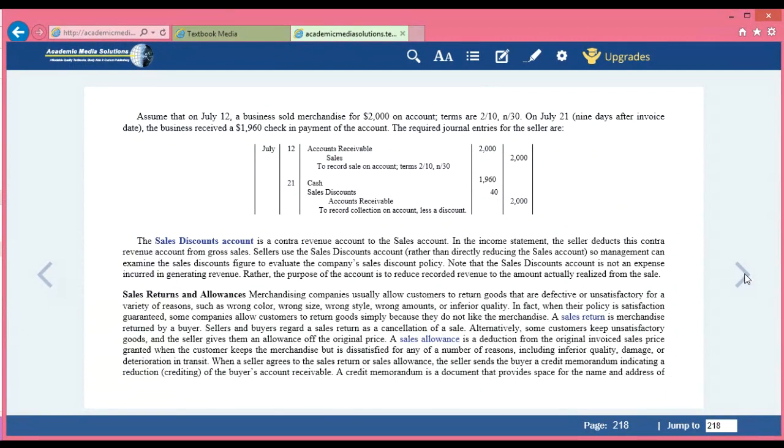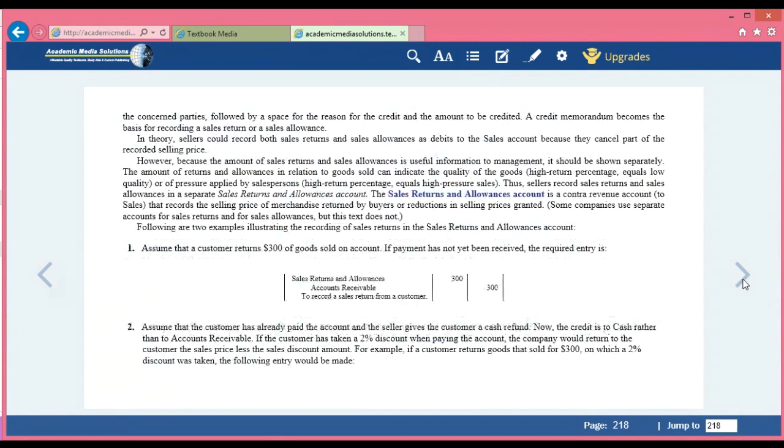All right, sales returns and allowances. Sometimes a customer might order, or you may send some shirts to Macy's that aren't the colors that Macy's wanted. You will allow them to return those shirts. That's called sales returns and allowances.